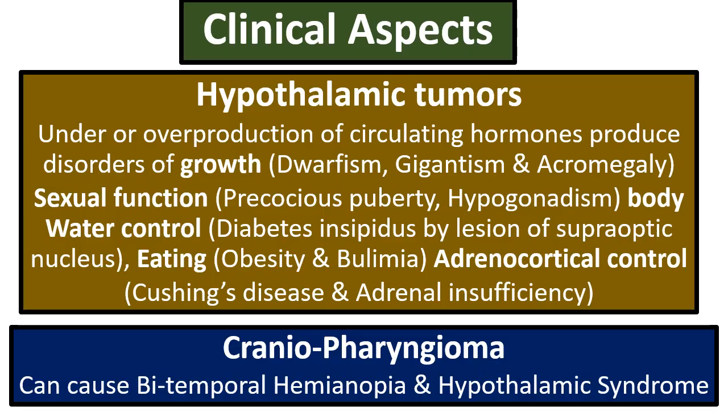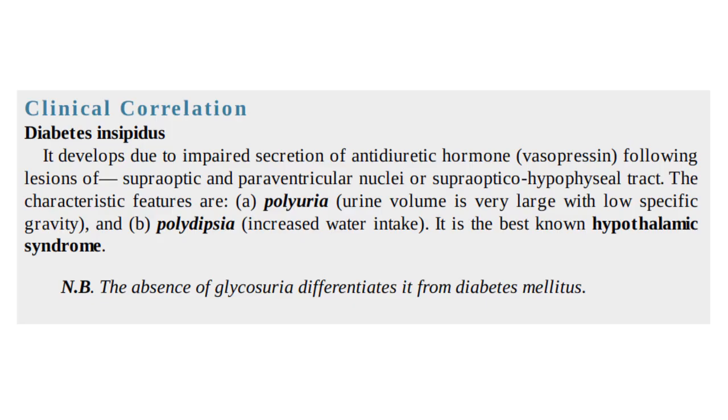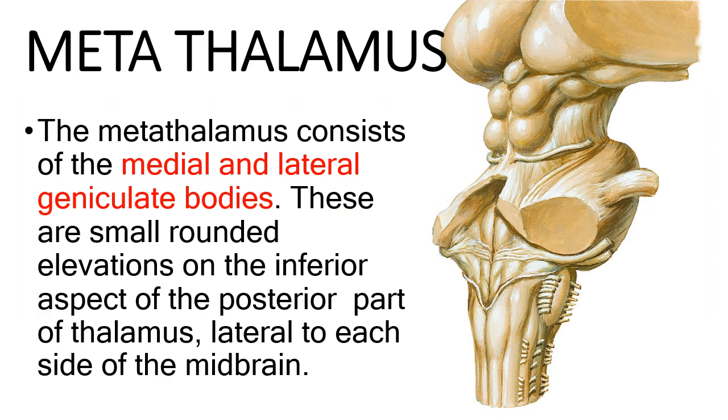This is a craniopharyngioma. Diabetes insipidus develops due to impaired secretion of antidiuretic hormone ADH following lesions of the supraoptic nuclei and the paraventricular nuclei or the supraoptico-hypophyseal tract. The characteristic features are polyuria, with very large urine volume and low specific gravity, and polydipsia, increased water intake. It is best known as hypothalamic syndrome. The absence of glycosuria differentiates it from diabetes mellitus.